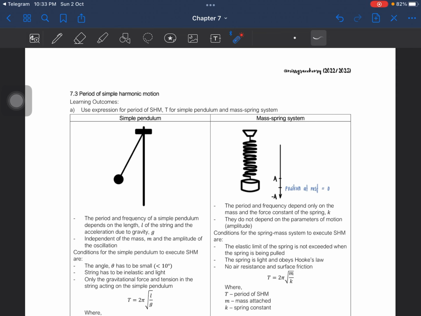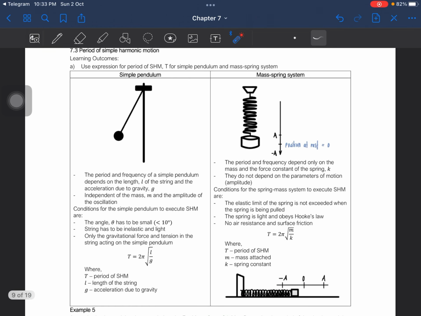So the first one is the simple pendulum. The period and frequency of this pendulum depends on the length of the string and the acceleration due to gravity. So it is independent of the mass and the amplitude of oscillation. The conditions for this simple pendulum to be able to execute simple harmonic motion are the angle theta has to be less than 10 degrees.